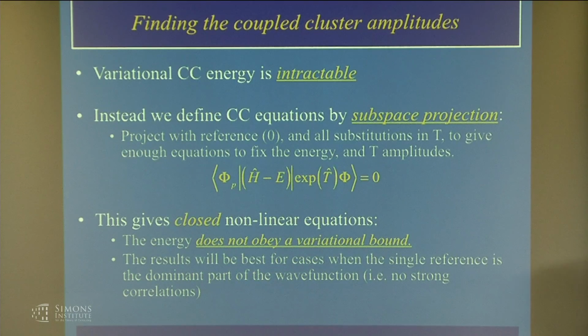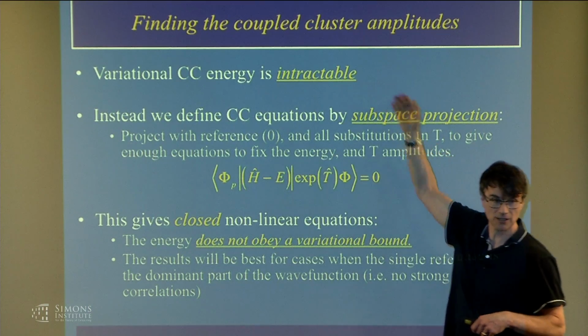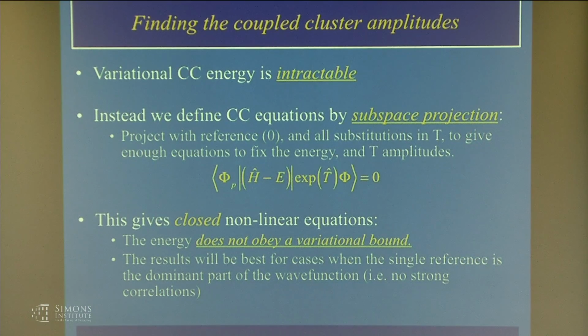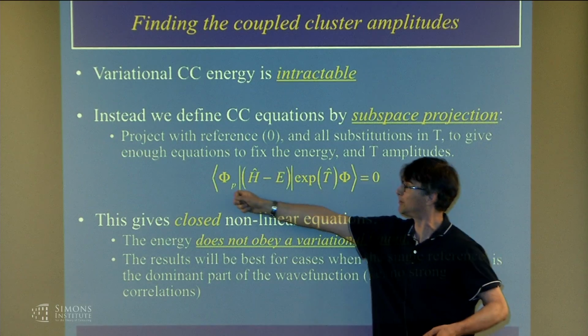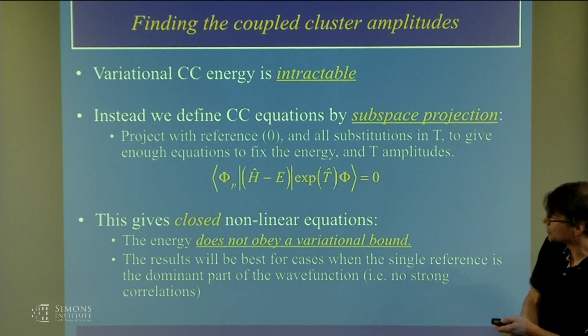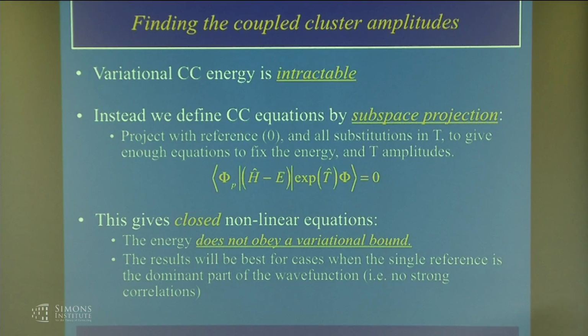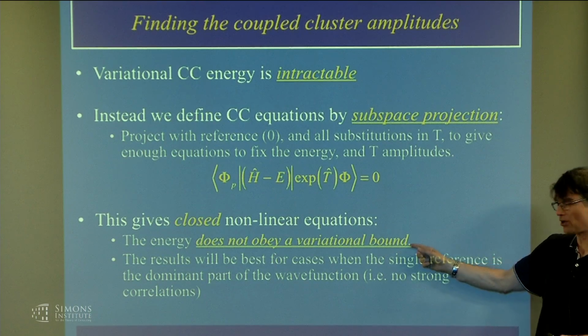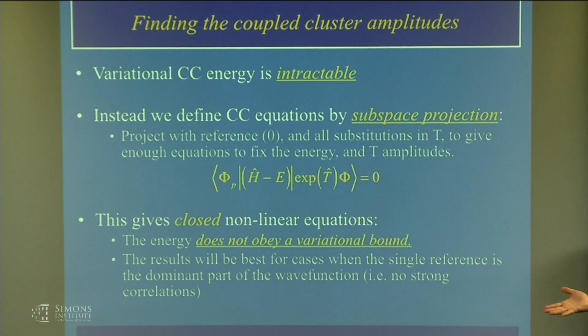How do we get the energy and the amplitudes? Well, we can't do it variationally because, in fact, the expansions don't terminate. So instead, it's done by subspace projection. You solve the Schrödinger equation in a subspace. For instance, by closing the Schrödinger equation, projecting with single and double substitutions, and also projecting with the reference, you have sufficient equations for the amplitudes and the energy. So we now have closed nonlinear equations. Great. We have lost the variational upper bound in the process, so we can't assess the quality necessarily by that.